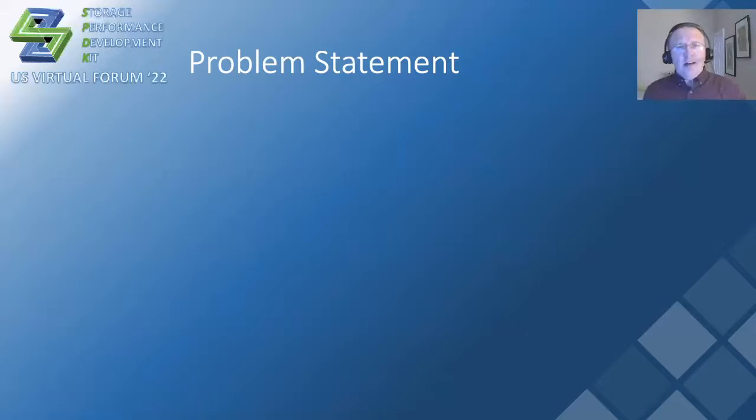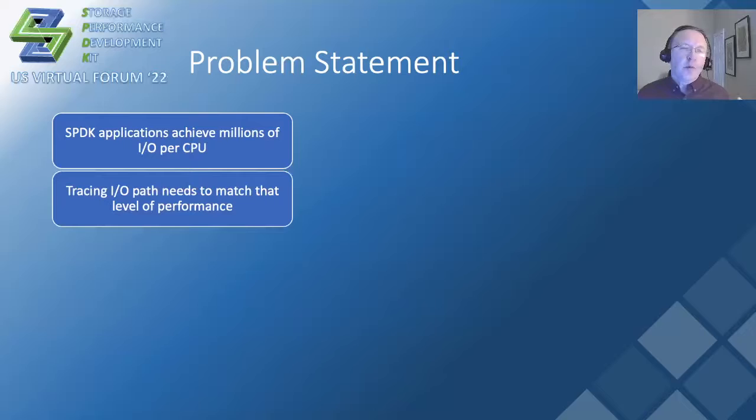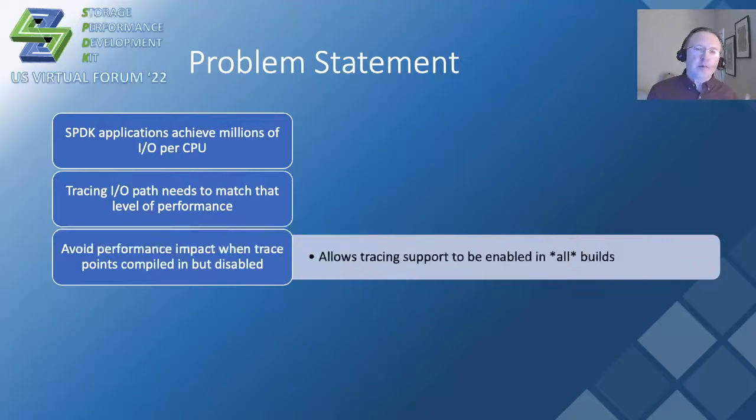Before I get started, I want to lay out the problem statement for a tracing framework, especially for something like SPDK. We have these applications that can achieve millions of IOPs per CPU. We want to make sure that we have a tracing path that matches that level of performance. There are really two avenues we need to be concerned about. First, we want to make sure this tracing support can be enabled in all builds. We don't want you to have to rebuild your application to get tracing support.